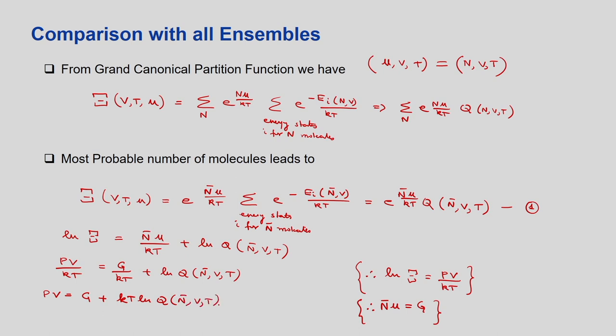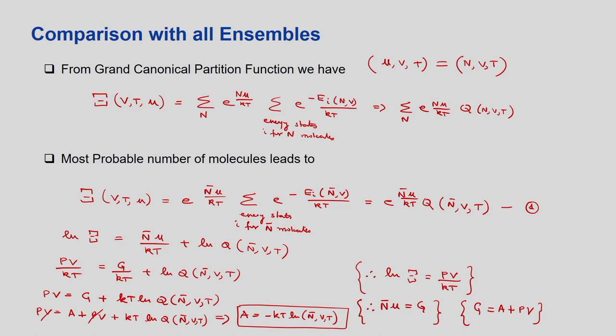Now let us write G as A plus PV, Helmholtz free energy plus pressure volume work. So it is PV equals A plus PV plus kT ln Q of n bar VT. So this PV and PV cancel. So what you get is again the same expression: A is minus kT ln Q of n bar VT.